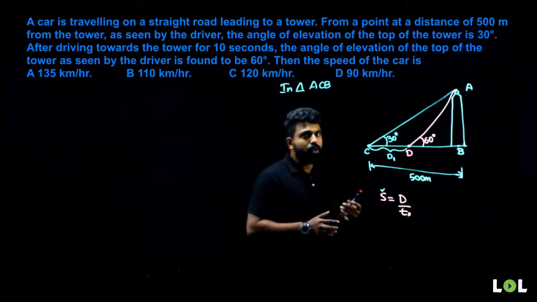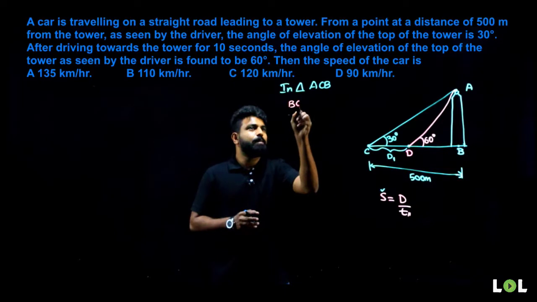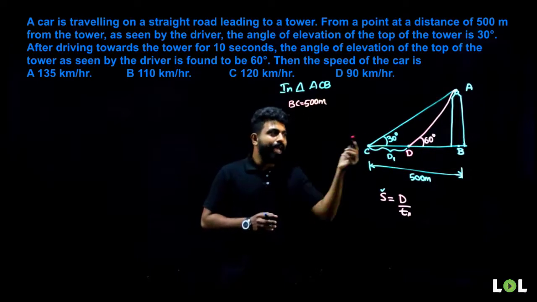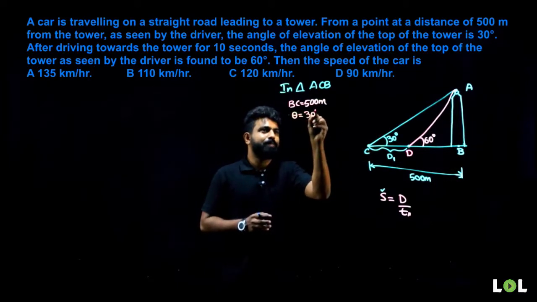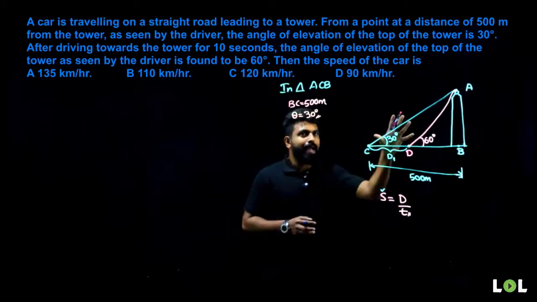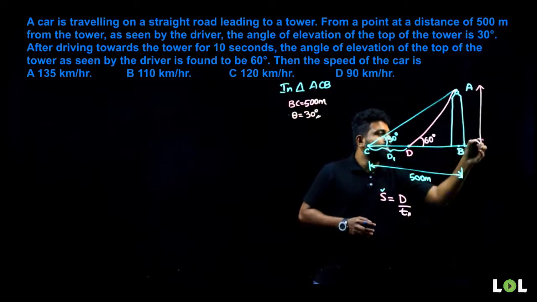So what do we know? We know the value of BC. BC is nothing but 500 meters. And we know the angle of elevation, that is theta, is 30 degrees. Now, what do we need to find out from this triangle? We'll find out the value of the height of the tower, that is AB.